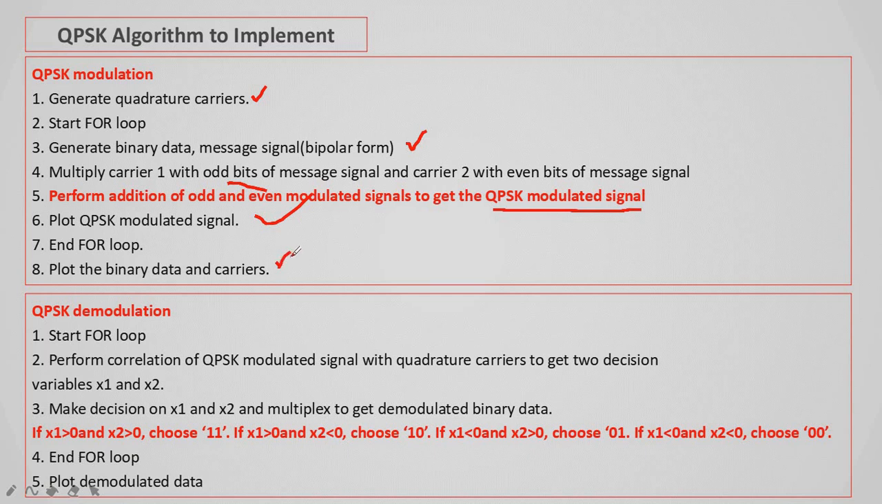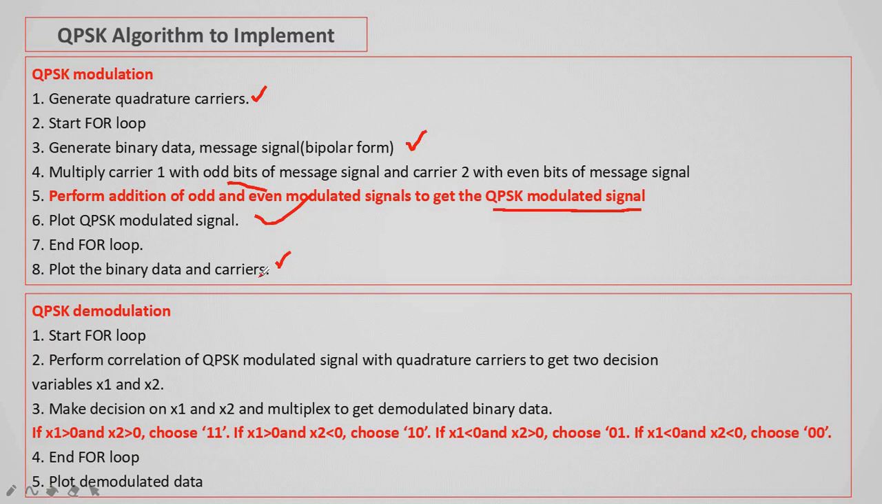So these are the modulation steps, or the algorithm, for the QPSK modulation. Similarly, when we go for demodulation, here also we need to recover the original signal, that is the binary data, from the received QPSK signal. Here also we are again going to use the for loop. Why? Because only according to the for loop can we extract the data.